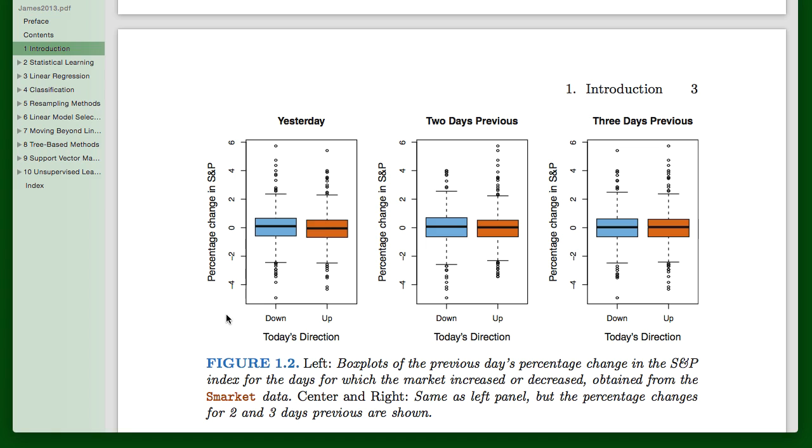So the second example that's given is an example of a classification problem where we would like to classify the stock market's movement as either down or up. I should say more specifically than the stock market, the Standard & Poor's 500 index as moving either down or up on a given day. And we can't order that. I suppose we could say that up is greater than down, but it doesn't really matter.